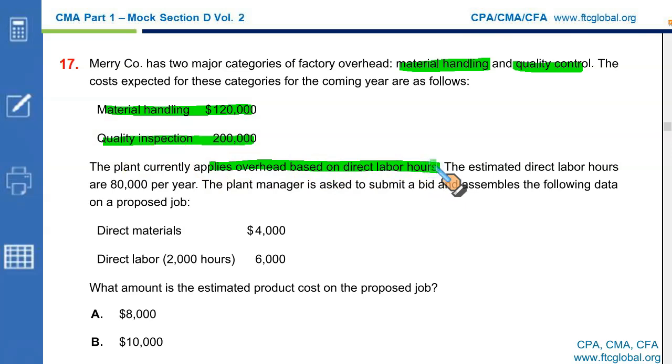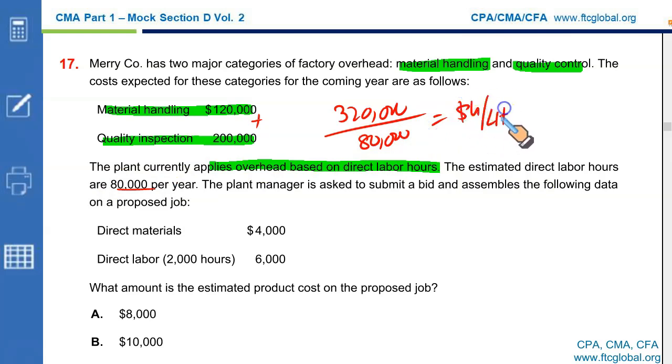How do we establish our manufacturing overhead rate for these specific overheads? Estimated overheads, which is 120,000 plus 200,000, that's 320,000, divided by the activity driver or the suitable application base. In this case, we have direct labor hours, and how many labor hours are planned? The estimated labor hours are 80,000 labor hours. That will give you the application rate of $4 per labor hour.